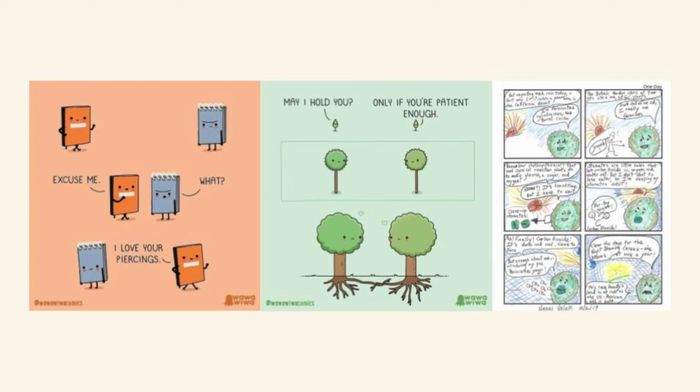Here are some more examples. This first one is a notepad, actually two notepads as the main characters. One is a normal notepad and the other one is a notepad with rings, the spiral bound notepad. The second one is about two trees growing up next to each other, and in the end, their roots meet.